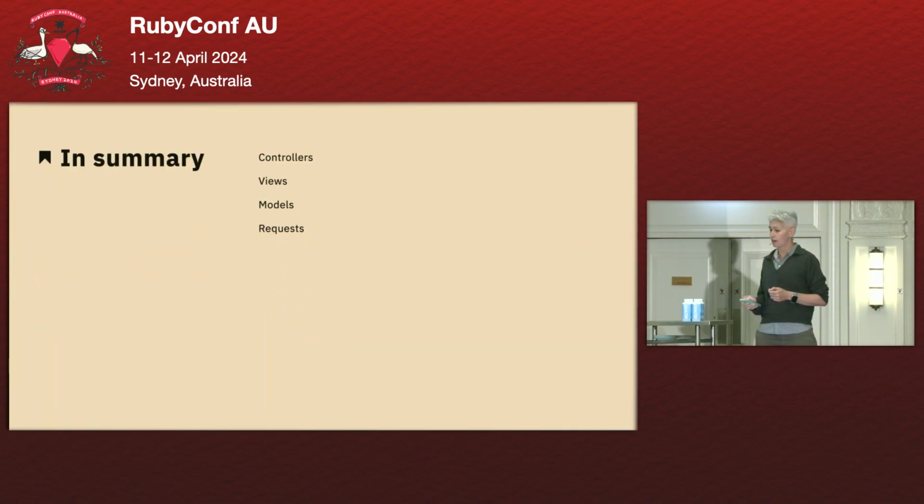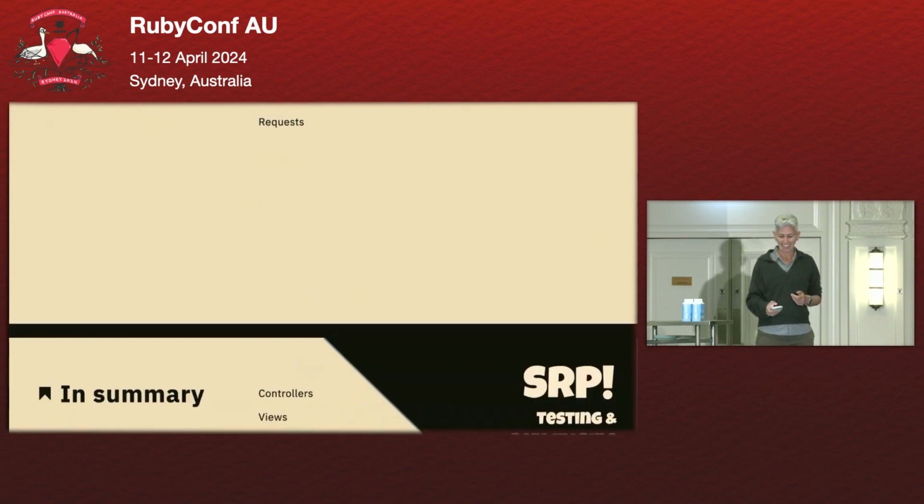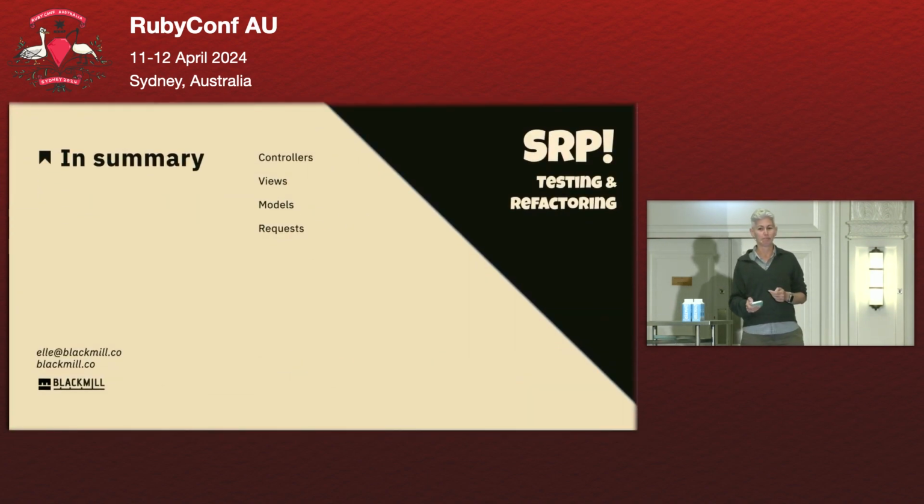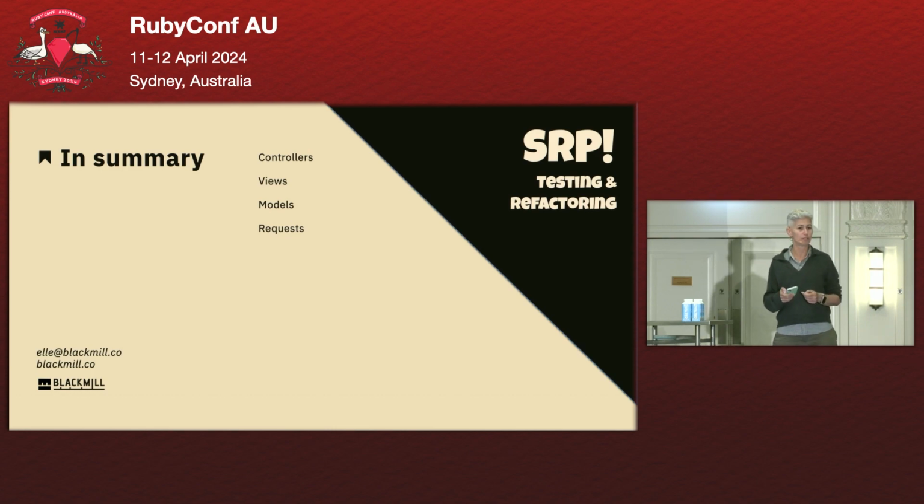So in summary, I've worked through controllers, views, models, and requests. And my main thing to remember is to keep your classes small, follow the single responsibility principle. Keep your objects small so it's easier to test and easier to work with. And obviously, if you are refactoring your code, make sure you have tests.